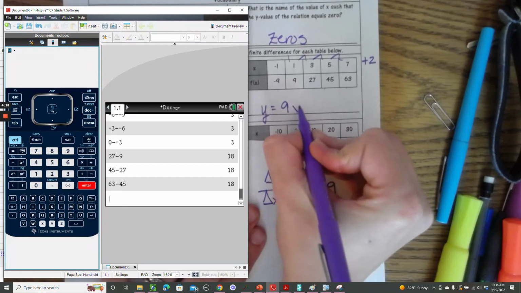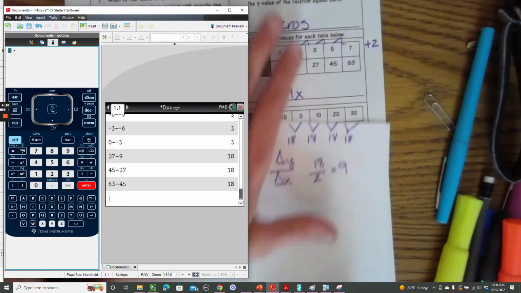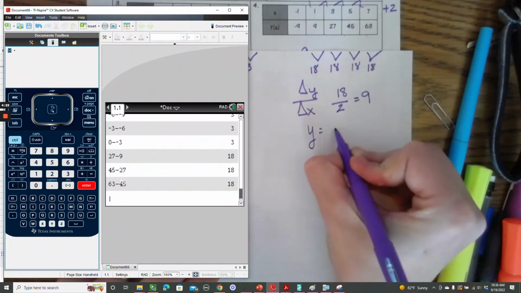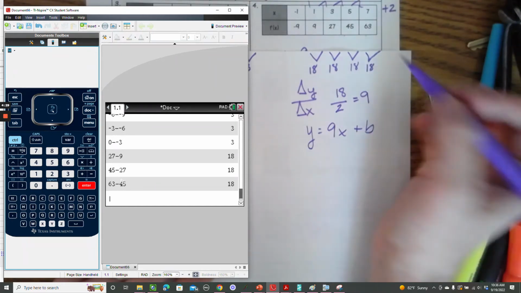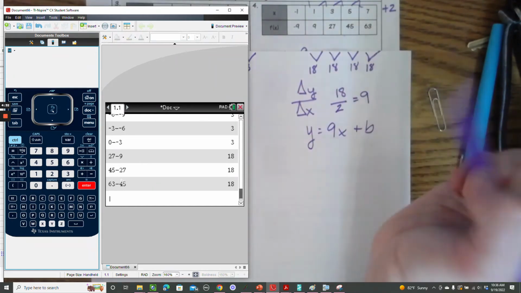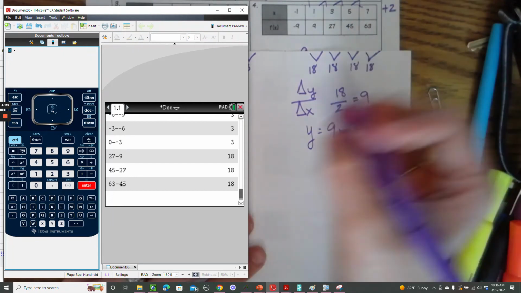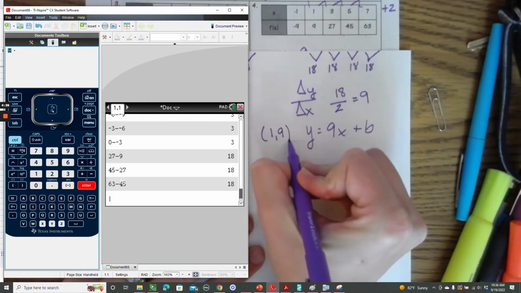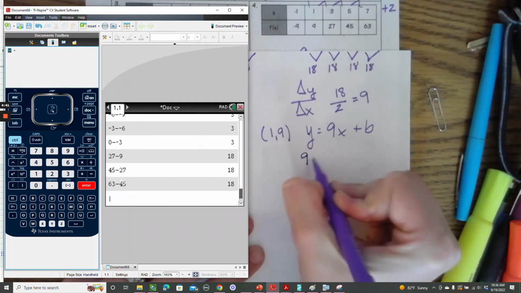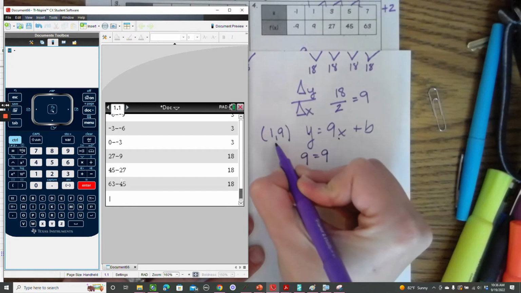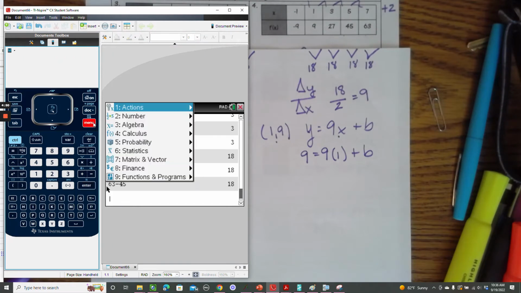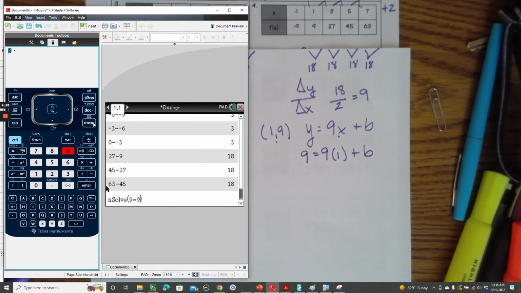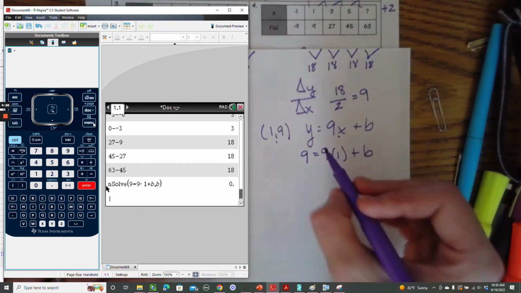Y equals 9x. Okay, to find the y-intercept, y equals 9x plus b. I can pick any ordered pair off of this. Any one that I want to use. Let's use 1 and 9. I like using positives if I can avoid it. So I can use 1 comma 9. That means instead of a y, I can write a 9. Instead of an x, I can write a 1. And then we're solving for b. All this is menu 3-1. It's solving an equation at this point. Comma b. B equals 0.